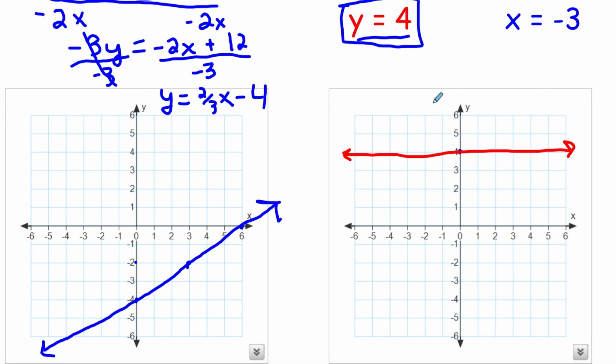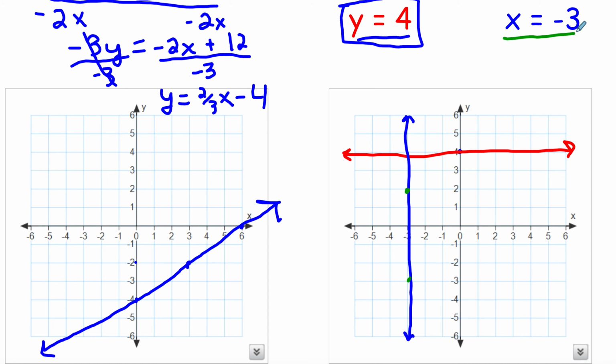Okay, so let's look at, then in that case, x equals negative 3. Well, let's go to where x is negative 3 right here. And then I need to draw a line such that at every point on this line, x is always negative 3. So I'm going to draw this line, and I'm going to take a second to look. Okay, if I pick points on this line, like this one right here, is x negative 3? Yes, it is. If I pick this point right here, is x negative 3? Yes, it is. So all the points on this line have x equal to negative 3.